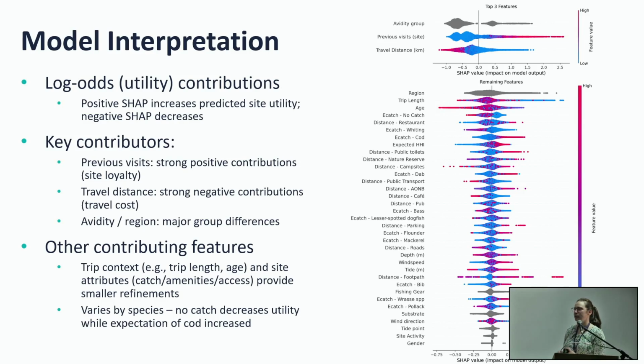So yeah, the key contributors were the previous visits that had a strong positive contribution, and then travel distance, the strong negative, which is kind of what you expect from this sort of thing. So they kept returning to the same sites, and they liked sites that were closer. And then there were major differences in the region and avidity groups, but the other variables were more secondary. So this gives species individually instead of grouped. So it tells you which ones influenced more. So they tended to prefer sites with cod than sites with whiting, and they tended to avoid sites that they had in the past not caught anything.